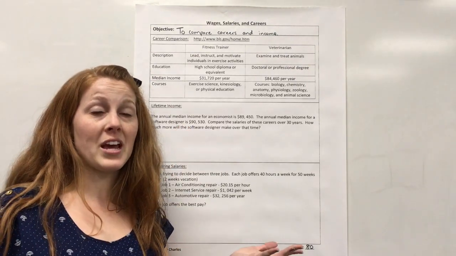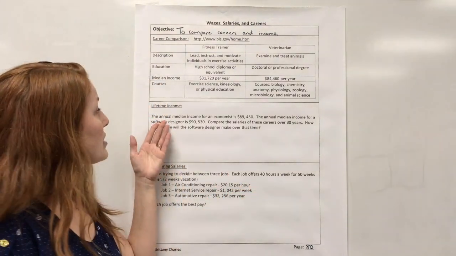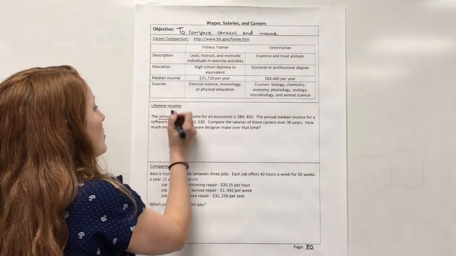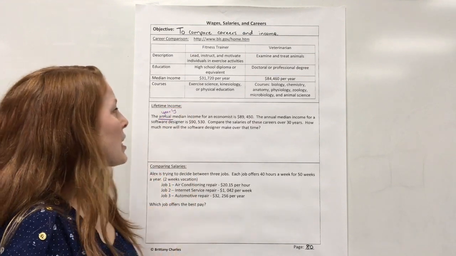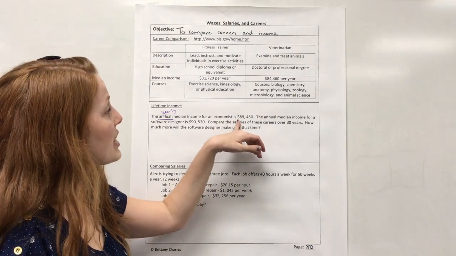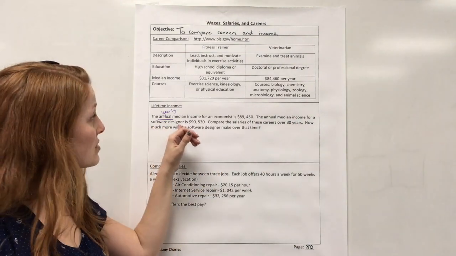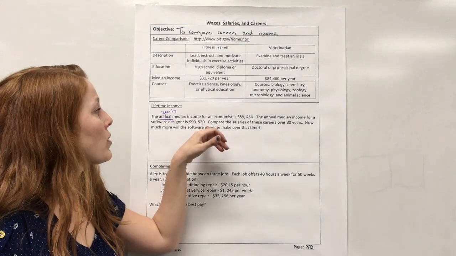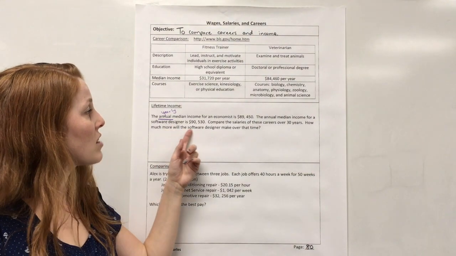One thing that they're going to ask you to be able to do is compare income not only for a year, but over a lifetime or several years. And so it tells us here that the annual, meaning yearly, okay, gotta know what that means. The annual median income for an economist is $89,450. The annual median income for a software designer is $90,530.